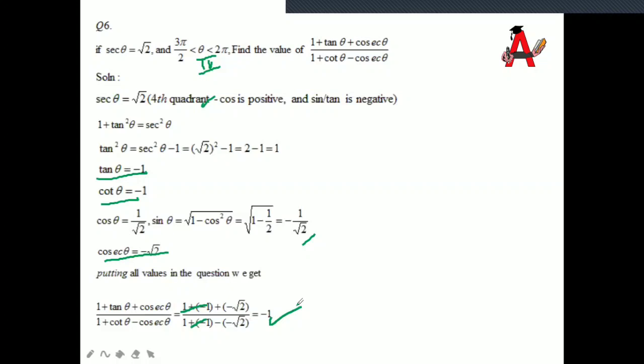That's all. These are the 6 questions in part 2, and there are a few questions which I've covered in part 1. Please go through these.